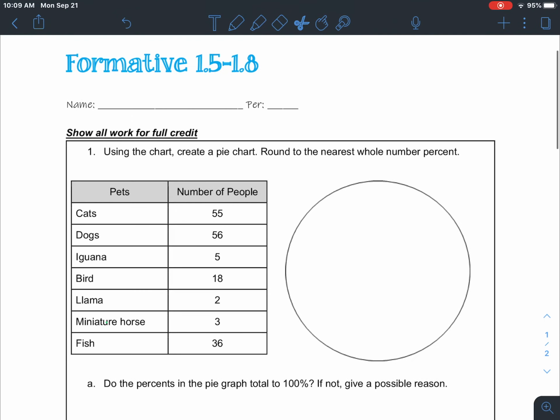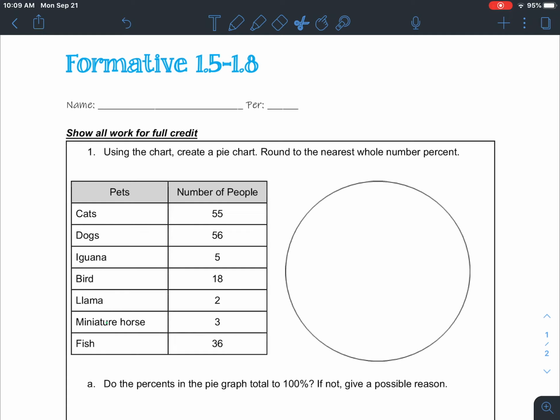So we are on formative 1.9 to 1.10. I just realized that my label for this was wrong. My bad on that. Hopefully so far you found 1.9 and 1.10 pretty easy and pretty straightforward with not too many problems.